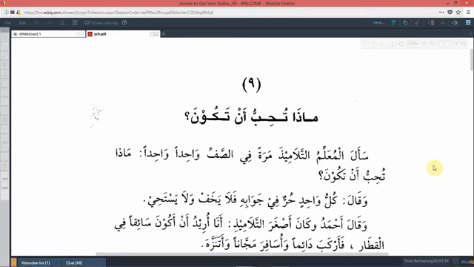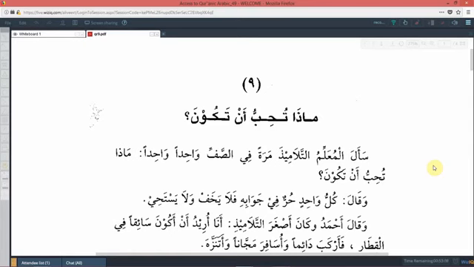سأل المعلم التلاميذ مرة في الصف. The teacher asked the students once in the classroom. صف being مجرور after في حرف الجار. واحدا, واحدا meaning one by one. One at a time, meaning one by one.